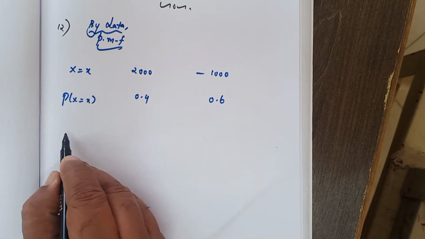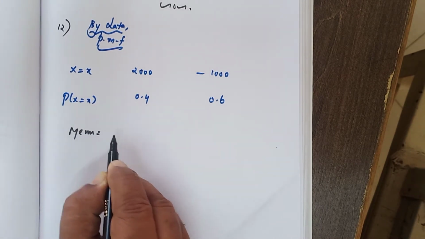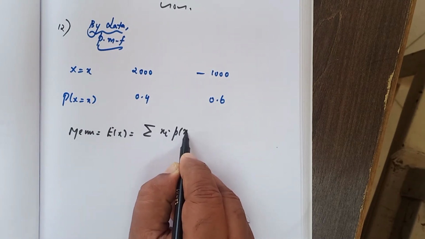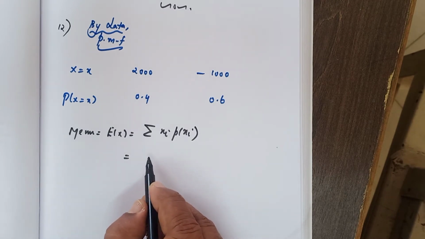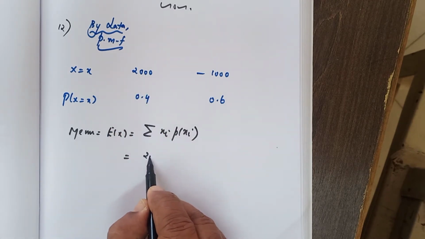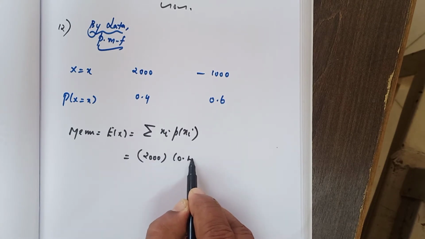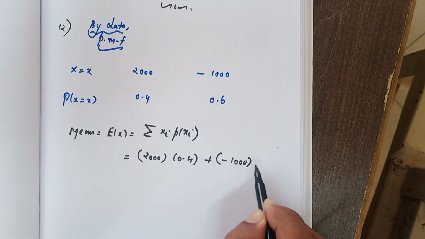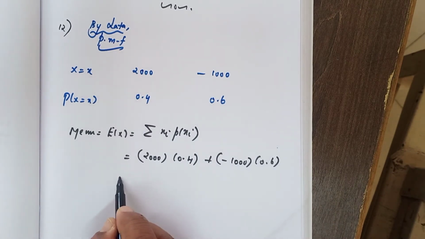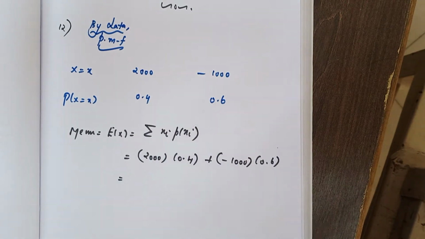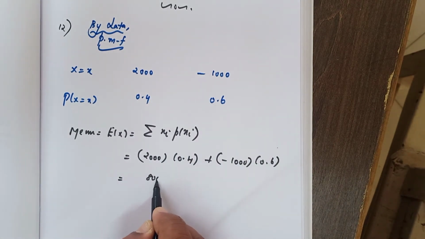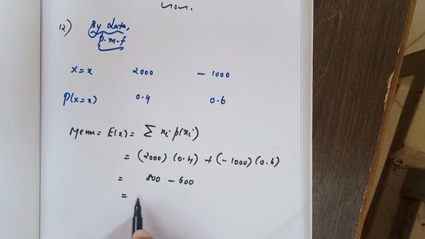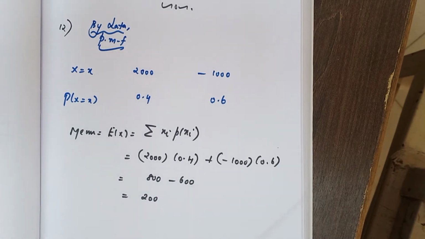First, we can find the mean, that is equal to E of X, formula sigma xi into P of xi, that is equal to X value 2000 into 0.4 plus minus 1000 into 0.6. If you multiply, you'll be getting 800 plus minus 1000 into 0.6, that is minus 600, that is equal to 200. That is the mean value.